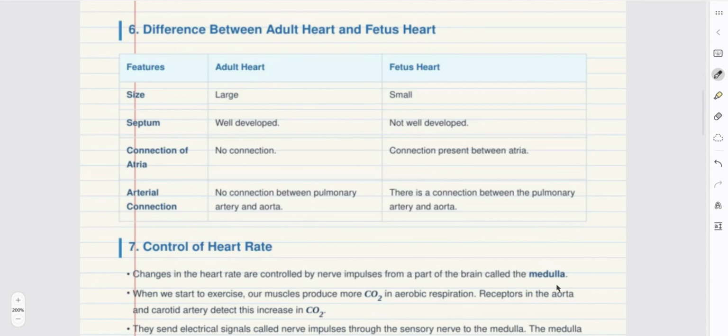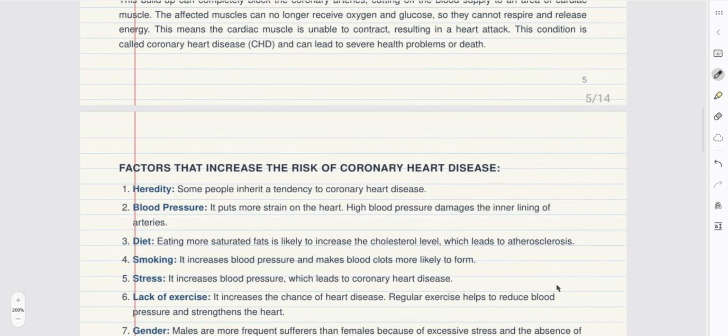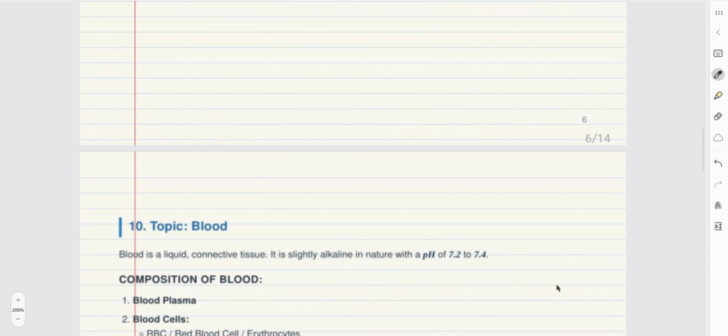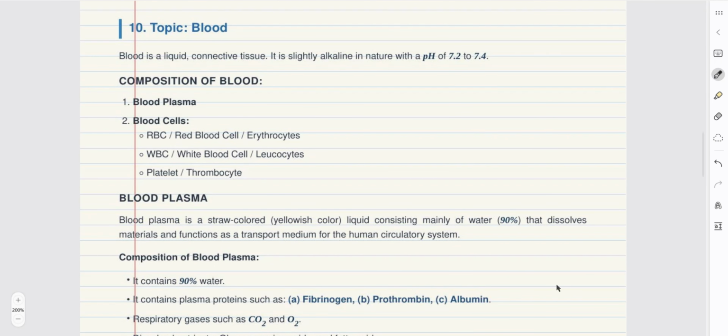Finally, we are going to talk about the composition of blood. All right. So this is very important, right? A lot of students do not actually understand what blood is made of. Remember, there is a fixed definition of blood. All right, what is blood? Blood is a specialized form of liquid connective tissue. You have to mention liquid connective tissue.